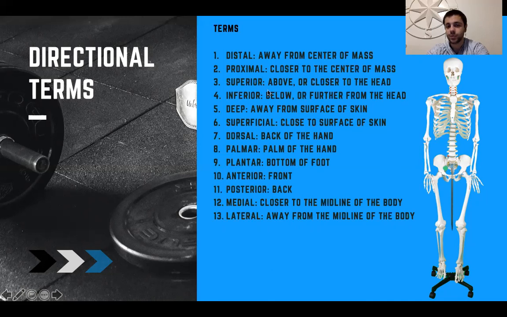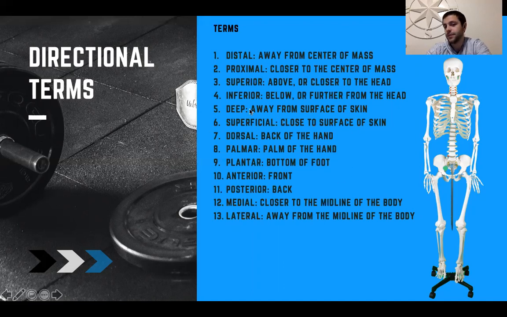Now, superior and inferior really refers to above and below. It's a similar premise with the shoulder, right? The shoulder is superior to the elbow, and the elbow is inferior to the shoulder. We can do the same thing with the ankle and the knee. The ankle is inferior to the knee, and the knee is superior to the ankle.